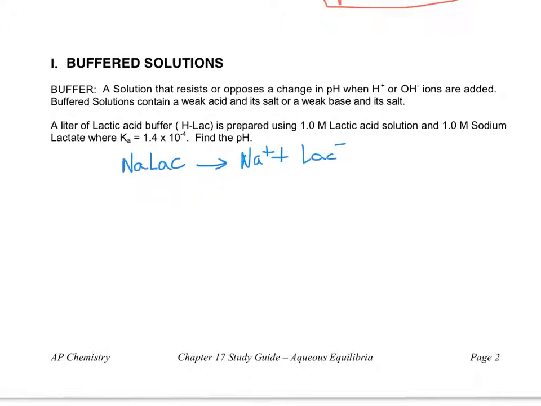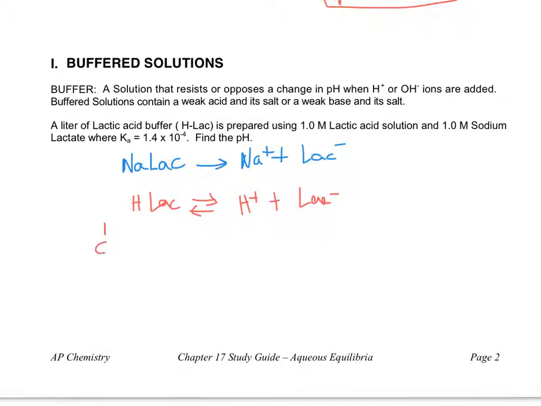Then I'm going to write my equation for the dissociation of the lactic acid itself. I'm going to call it HLac, and that's an equilibrium that forms H+ and lactate ion. Sorry, not lactic ion, lactate ion. So my lactate ion is my common ion. I want to find the pH, and this is an equilibrium here. This lactic acid is weak, so there's an equilibrium. So I'm going to do an ICE chart.